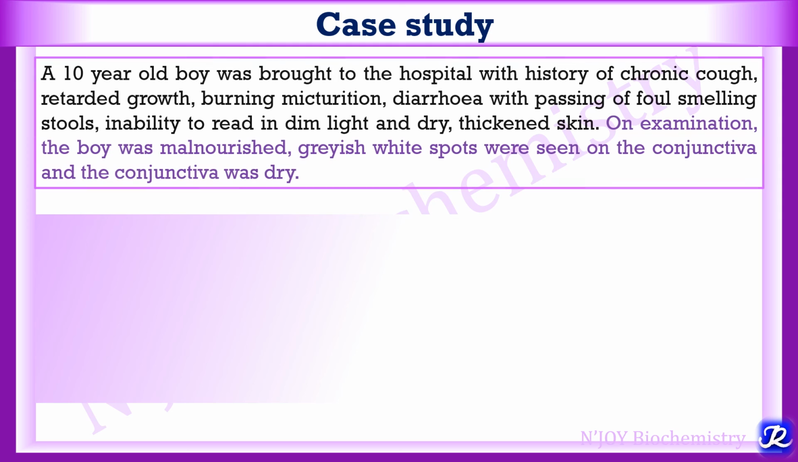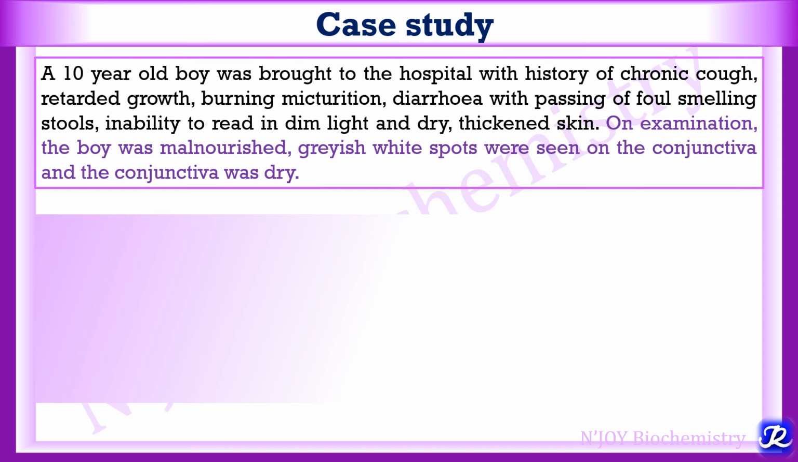So far we have studied the theoretical part about vitamin A, that is the dietary sources, various forms of vitamin A, recommended dietary allowance, and biochemical functions of vitamin A, deficiency manifestations, then therapeutic uses of vitamin A and toxicity of vitamin A. Now with the help of a case study we will try to correlate what we have learned in the theoretical part. So this is the case study.